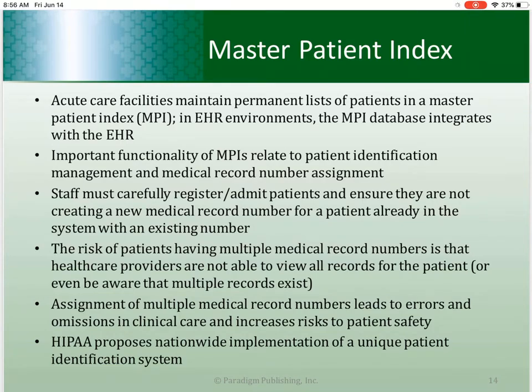All right. Most acute care facilities that use an EHR system call their list of patients a master patient index or a patient list. The MPI is a database created by the healthcare organization to assign a unique medical record number to each patient served, thus allowing easy retrieval and maintenance of patient information.